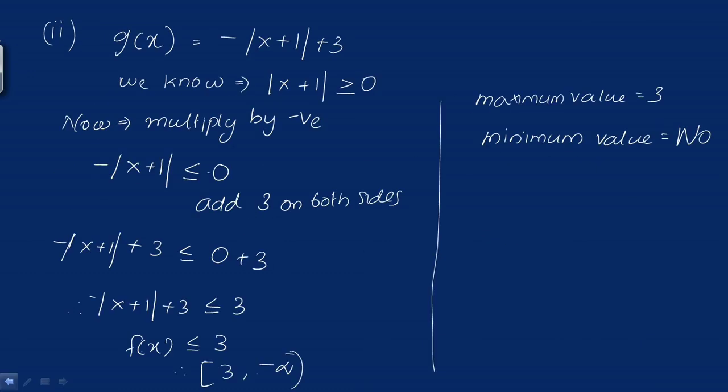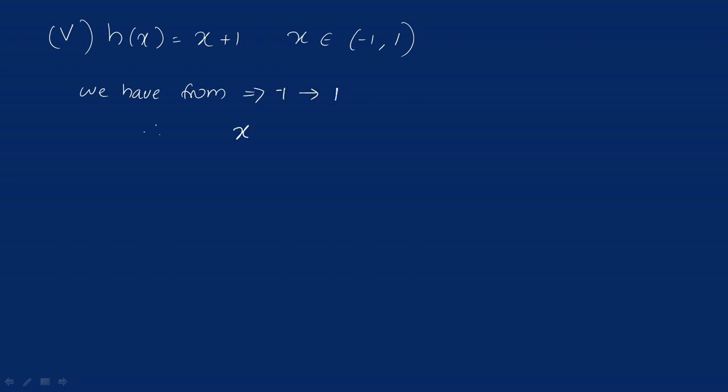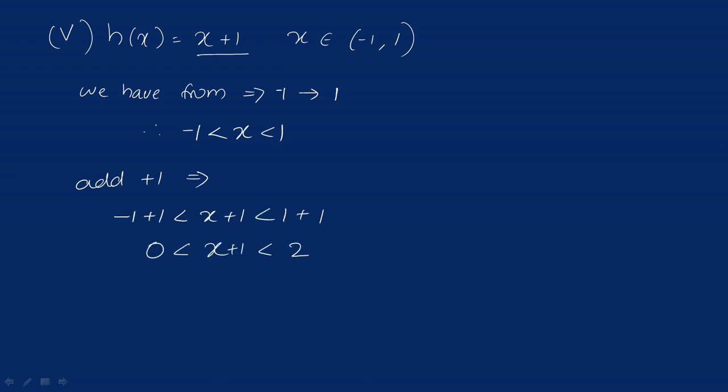Now moving on to the fifth question, that is h of x is equal to x plus 1 where x belongs to the interval minus 1 to 1. So x should be minus 1 less than or equal to x less than or equal to 1. Adding 1 on both sides, minus 1 plus 1 less than x plus 1 less than 1 plus 1. What is minus 1 plus 1? That is 0, less than x plus 1 less than 2.